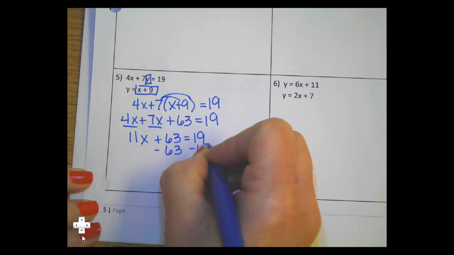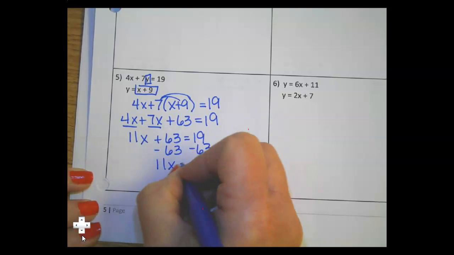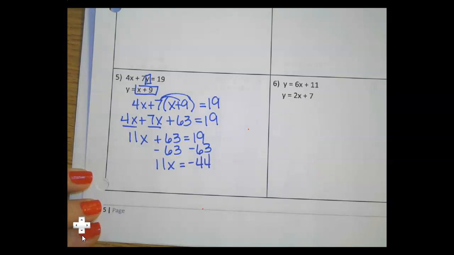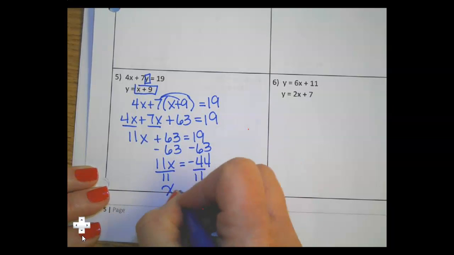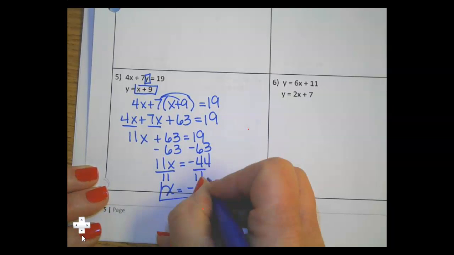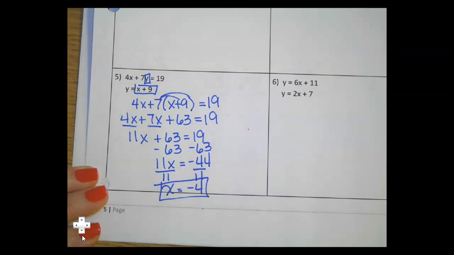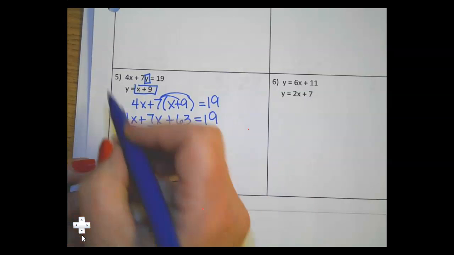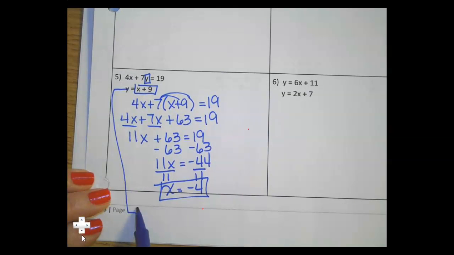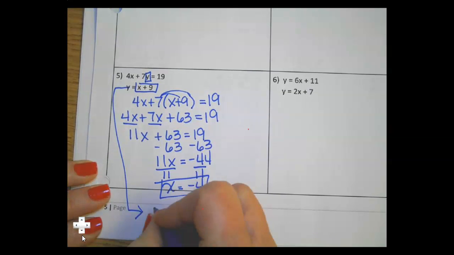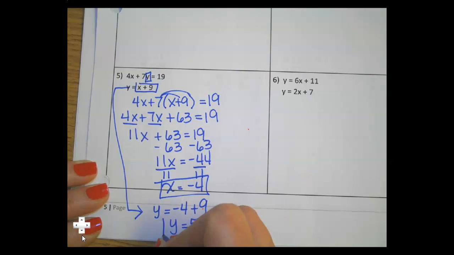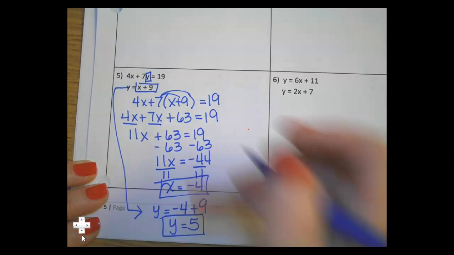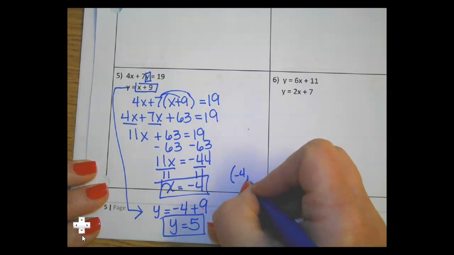Subtract 63. 11x equals negative 44. Divide by 11. So x is equal to negative 4. So now I do have my x value. How do I find the y value? I'm going to use this equation here. So y is equal to that x value plus 9. So y is equal to 5. Now we have our x and our y.